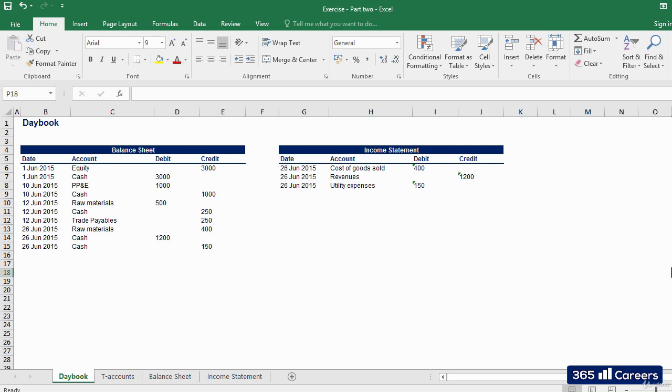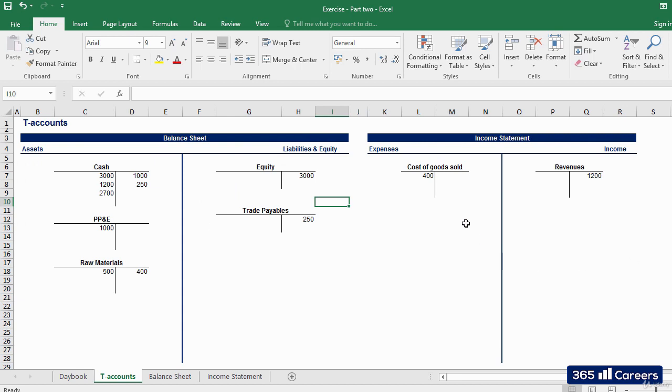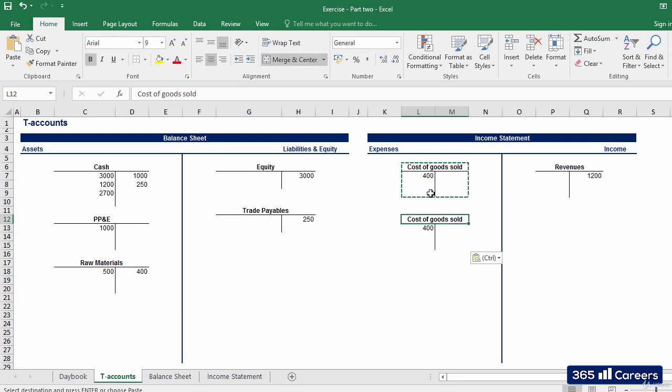Perfect. Let's do the same thing on the next sheet. I'll need to create a new T account. Utility Expenses. As we said before, the cash account will be credited by $150, while the utility expenses account needs to be debited by $150. Very well. In our next video, we will complete the list of transactions for this exercise, which will allow us to build a balance sheet and an income statement. Stay tuned.